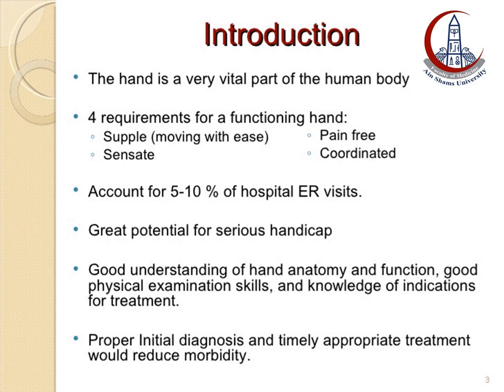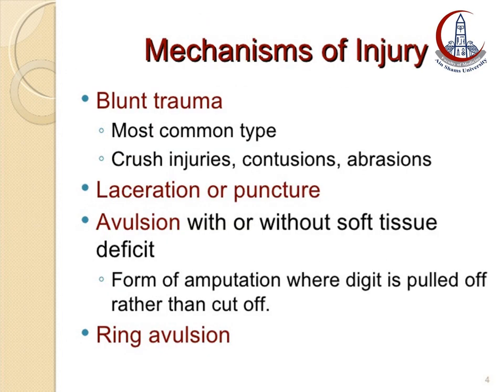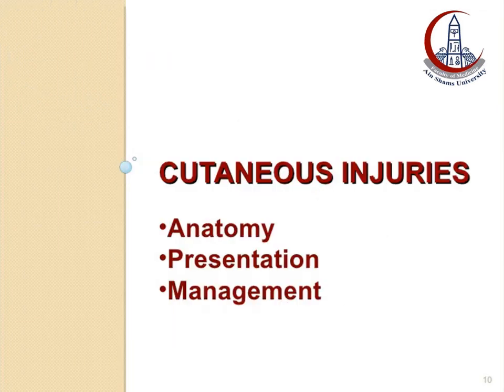As you know, the hand is a very vital part, and a functioning hand requires being supple, moving with ease, pain-free, sensate, and coordinated. About 5-10% of hospital admissions are due to hand trauma, with great potential for serious handicap. So hand injury is a very important issue. Mechanisms of injury include crush trauma, lacerations, avulsion injuries, or the very common ring avulsion injury.